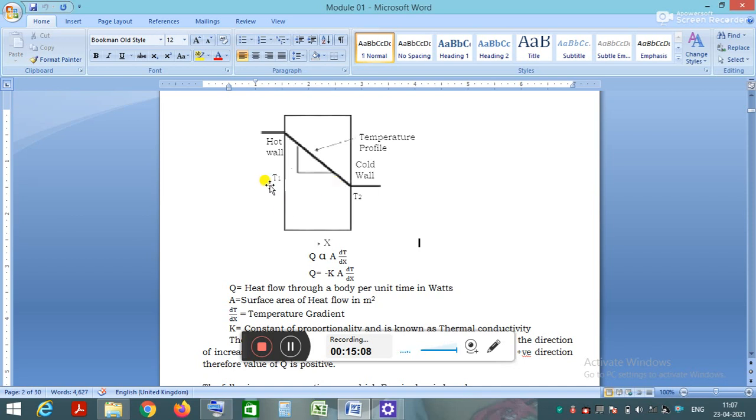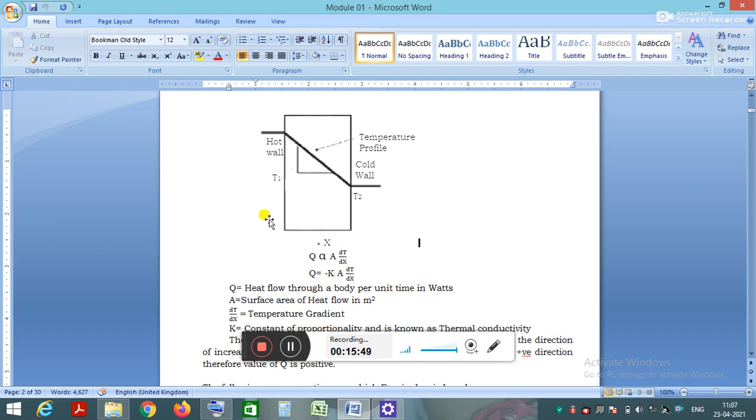Here the heat transfer is taking place between the temperatures T1 and T2. T1 is the higher temperature, T2 is the lower temperature, and the heat transfer is taking place from T1 to T2. Q is proportional to A into T2 minus T1, because Fourier law states that it is directly proportional to the cross sectional area and also directly proportional to the temperature difference across the solid, and also it is inversely proportional to the length of heat flow. Here the length, the thickness of this slab is dx.